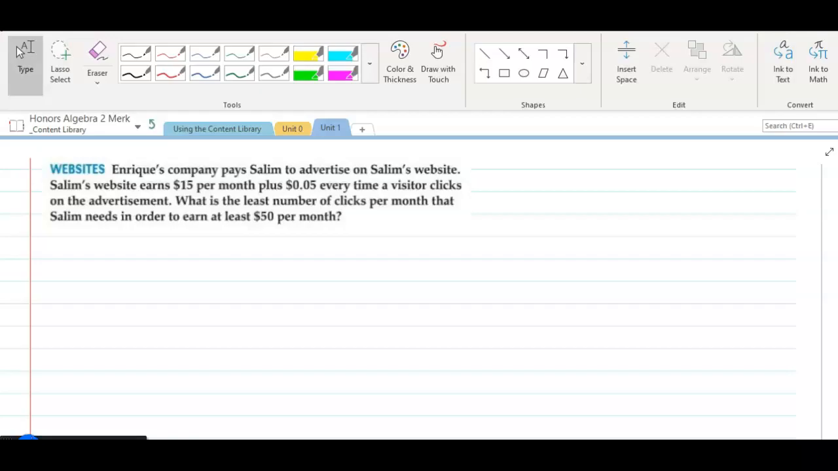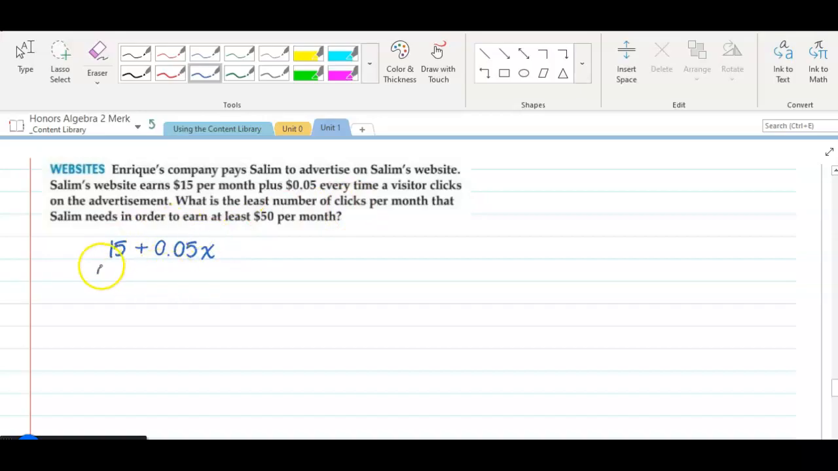So let's think first about how we're going to earn money. So how do you earn the money? Well, you take 15 and a nickel every time someone clicks. So if it clicks once, you add 1 nickel. If it clicks twice, you would multiply that by 2 and add 2 nickels. If it's 3 times, you would multiply it by 3 and add that. Notice that we're going to be multiplying by the number of times, and we don't know how many clicks or how many times that happens. So we're going to use a variable.